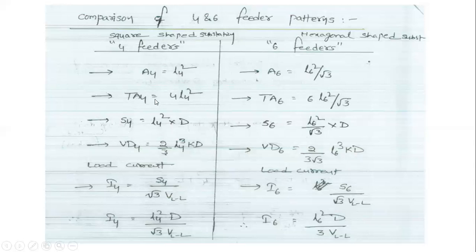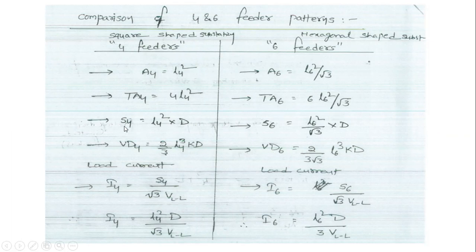Next, what is the total area for all the 4 feeders? That is TA4 equal to 4 L4 square. Next, TA6, the total area for all the 6 feeders, is 6 L6 square by root 3.